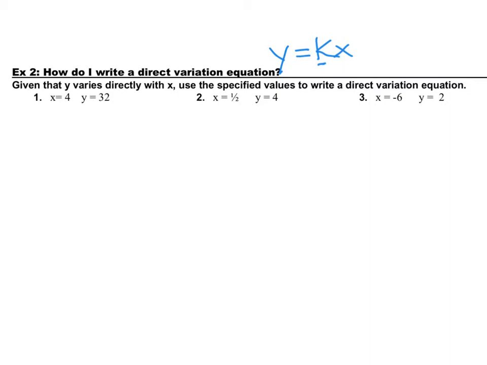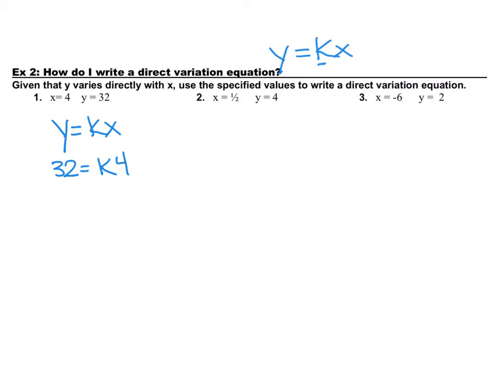So if I have number 1, I have x is equal to 4 and y is equal to 32. I'd have y is equal to kx. Let's plug in the parts we know and solve for what we don't. So if y is 32, I don't know my k, but I know my x is 4, or I could have written 4k, doesn't matter.